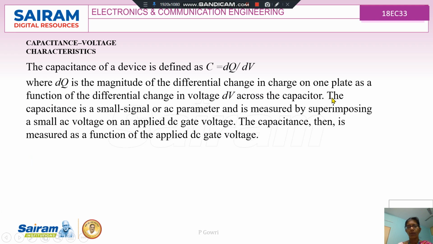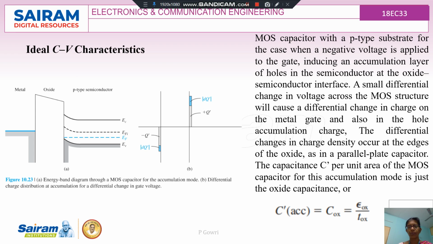Coming to the capacitance, we know the capacitance of the device is defined as C equals dQ by dV, where dQ is the magnitude of the differential change in the charge on one plate as a function of the differential change in the voltage dV across the capacitor. So capacitance is nothing but the rate of change of the charge with respect to the rate of change of the voltage. The capacitance is a small signal or an AC parameter, and it is measured by superimposing a small AC voltage on an applied DC gate voltage. The capacitance then is measured as a function of the applied DC gate voltage.